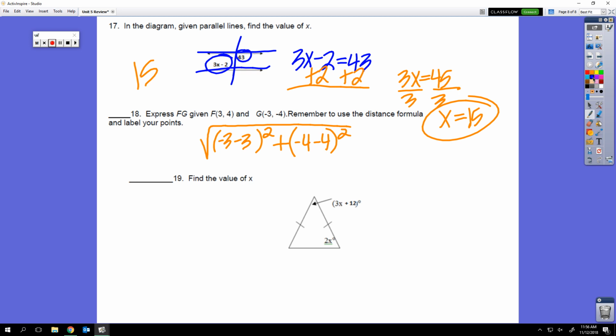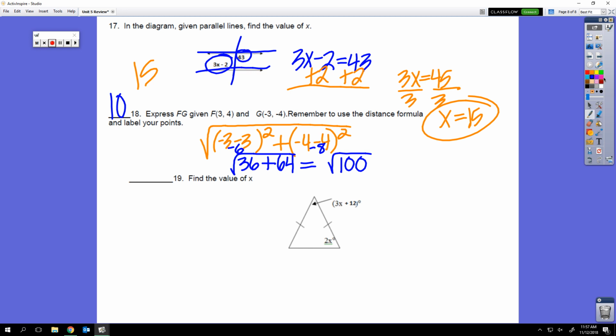And then I'm going to simplify this. So negative 3 minus 3, that's negative 6. Negative 6 squared is 36. Plus negative 4 minus 4 is negative 8. Negative 8 squared is 64. If you add 36 and 64, you get 100. Don't forget this is still under the square root. And the square root of 100 is 10.